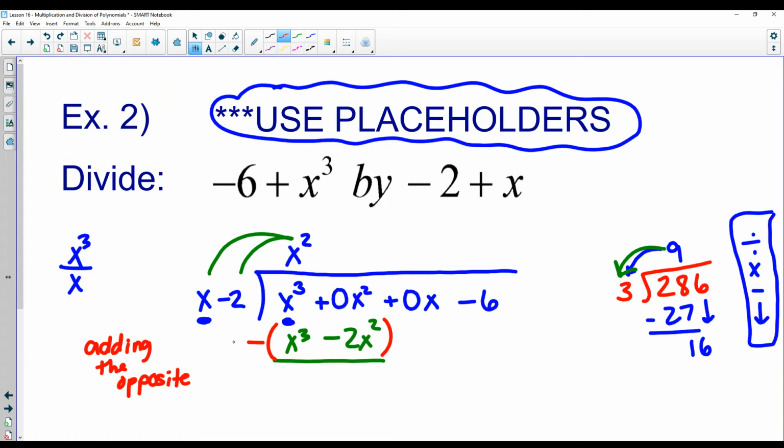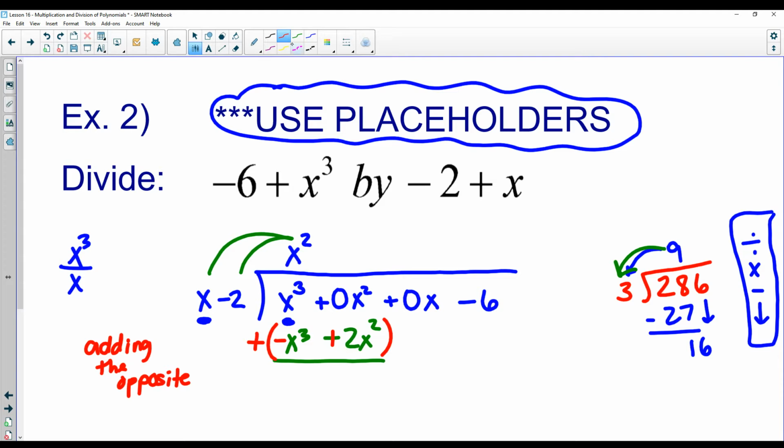So adding the opposite, let's change this up. Subtraction is adding, so I'm going to change the minus to a plus, and then I'm going to make each of these terms opposite. So here we go, opposite of positive x to the third, opposite of the negative 2x squared. Okay, I just changed the signs because subtraction is adding the opposite.